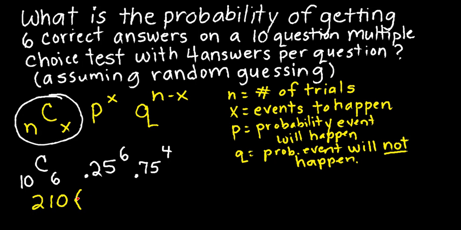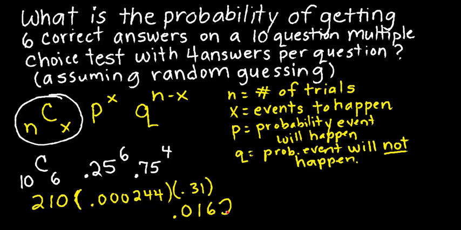times, I'll just put parentheses around here. Let's see if I've got that number handy. 0.000244 times 0.31. Now, if you put this whole thing in the graphing calculator as one expression, you should get 0.01622. Now, here's the trick.